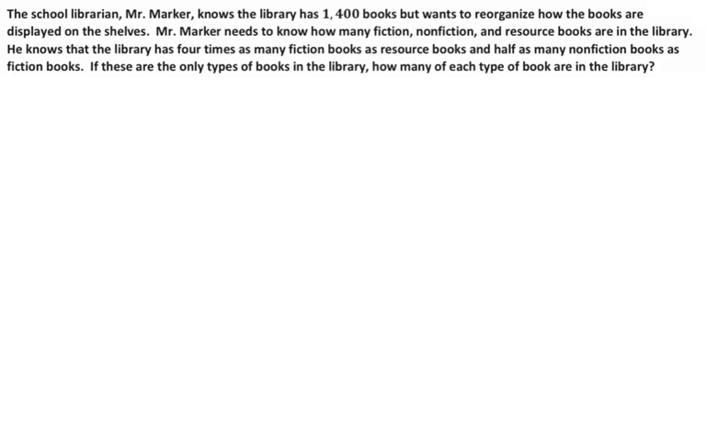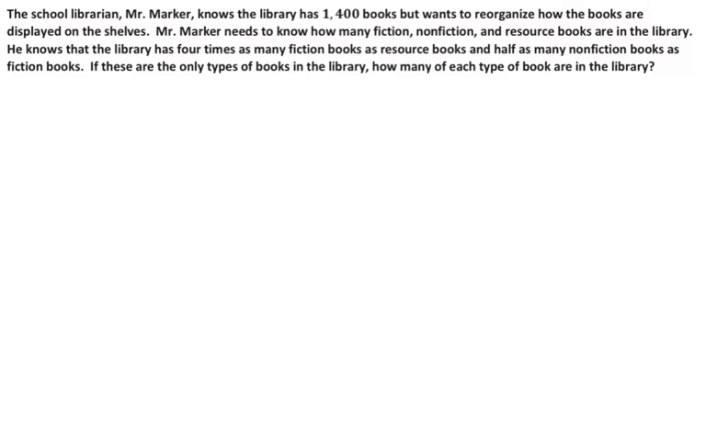Our first example. The school librarian, Mr. Marker, knows the library has 1,400 books, but wants to reorganize how the books are displayed on the shelves. Mr. Marker needs to know how many fiction, nonfiction, and resource books are in the library. He knows that the library has 4 times as many fiction books as resource books, and half as many nonfiction books as fiction books. If these are the only types of books in the library, how many of each type of book are in the library?